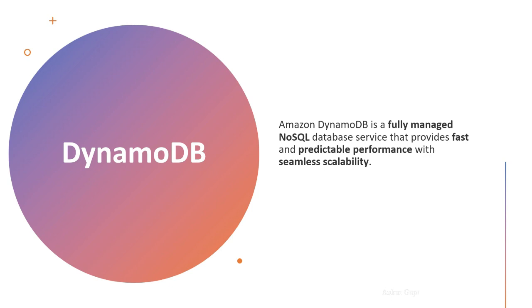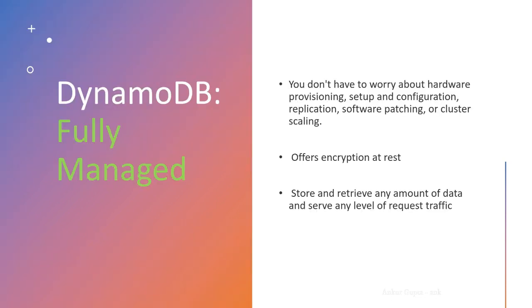Now, Amazon DynamoDB is a fully managed NoSQL database service that provides fast and predictable performance with seamless scalability. Now, what does this all mean? The first thing we want to understand is how is it fully managed. So we hear about this term a lot in serverless or cloud-based environments that services are fully managed. So by fully managed, what we mean is that we don't have to worry about hardware provisioning, setup and configuration of services. In this case, DynamoDB.